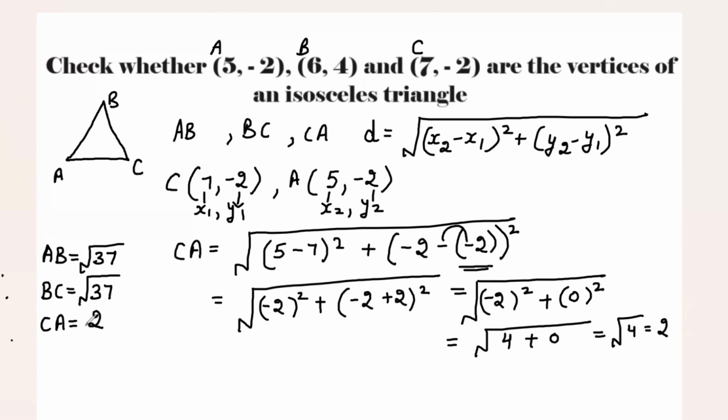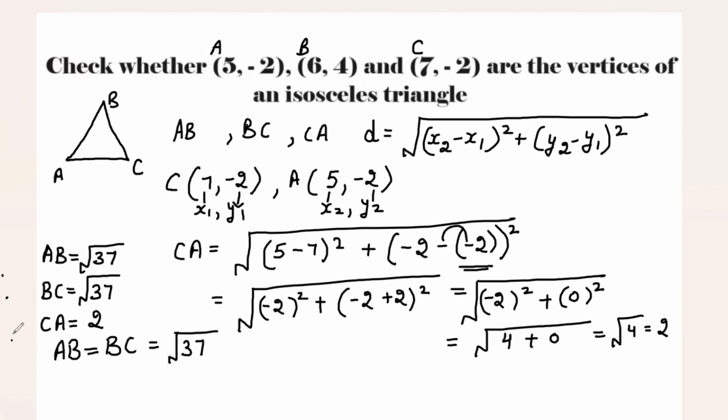So here you can see that we have two sides equal. That is AB equals BC equals root 37. So if in a triangle any two sides are equal, it is an isosceles triangle. This way we can prove that this triangle is an isosceles triangle and the points (5, negative 2), (6, 4) and (7, negative 2) are the vertices of an isosceles triangle.